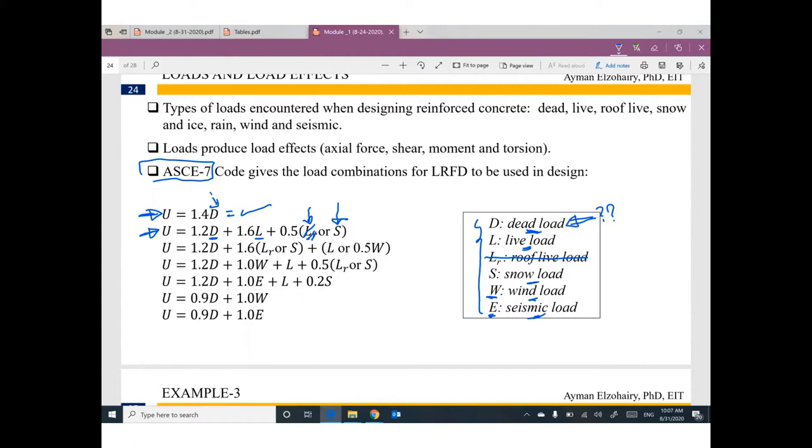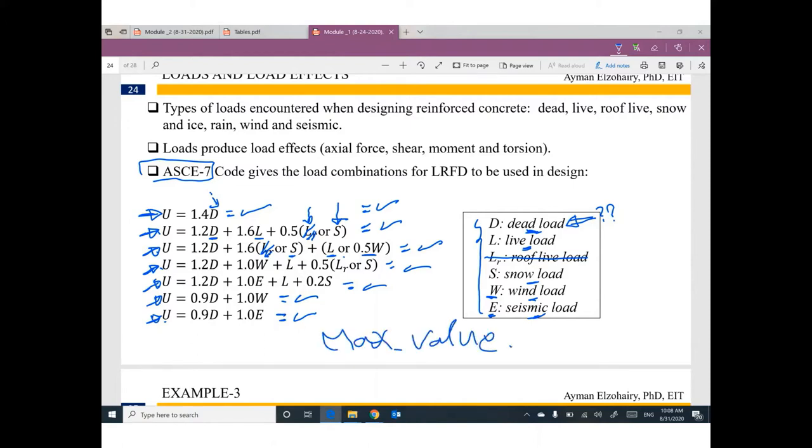Go ahead, we have another combination. 1.2 D plus 1.6 times LR or S, whatever, the greatest value. If you don't have LR, okay, go ahead and use S. Plus L or 0.5W, wind load. Which one is bigger? I will use the biggest one. Then keep going until you do the whole combination. How many? 1, 2, 3, 4, 5, 6, 7. We have 7 values. My question is, which value will I use to design? The maximum value. That's it. The maximum one.